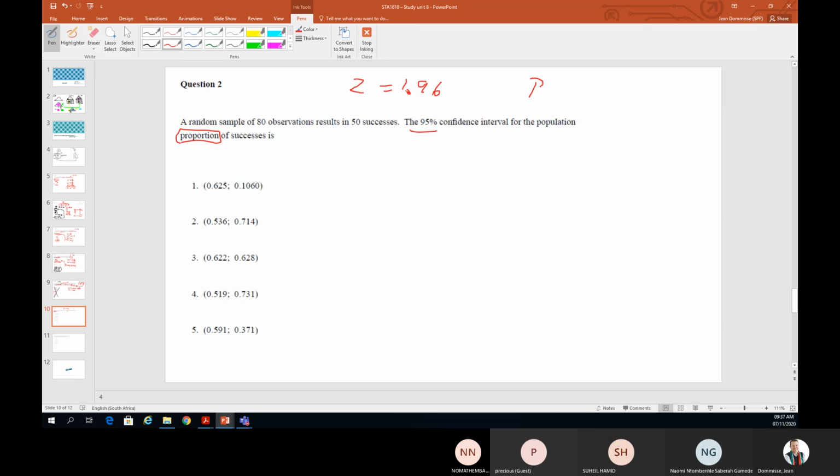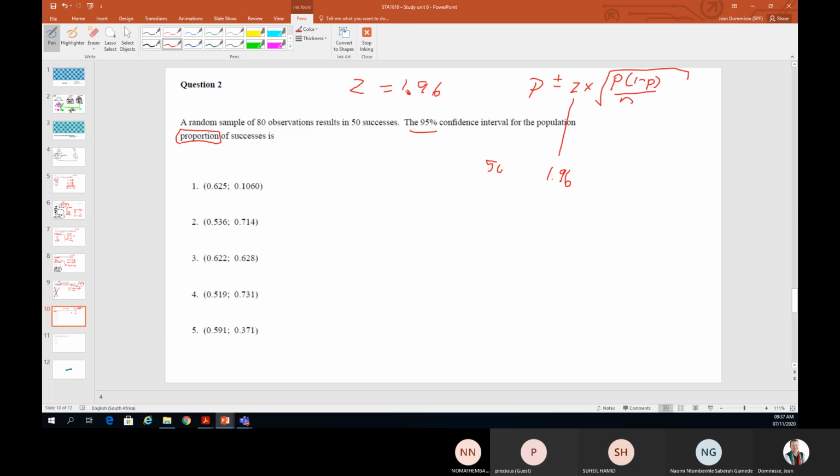Please don't remember this as it is in the formulas and you can get it from the page that I also created. So don't worry about that. We just need to know how to use it. Okay, so Z is equal to 1,96. A random sample of 80 observations results in 50 successes.